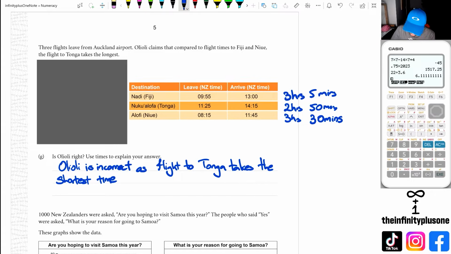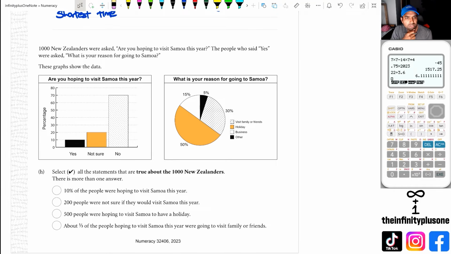Let's go to 1H. So in 1H, 1,000 New Zealanders were asked, are you hoping to visit Samoa this year? People who said yes were asked, what is your reason for going to Samoa? The graph shows this data. Select tick for all the statements that are true about the 1,000 New Zealanders. There is more than one answer. So they are telling you that there's more than one answer. Now, if you look at it, 10% of the people were hoping to visit Samoa this year. Are you hoping to visit Samoa this year? 10%. That's true, because we can see that the percentage is 10%. So 10% of people were hoping to visit Samoa this year. I can say yes, that's correct.